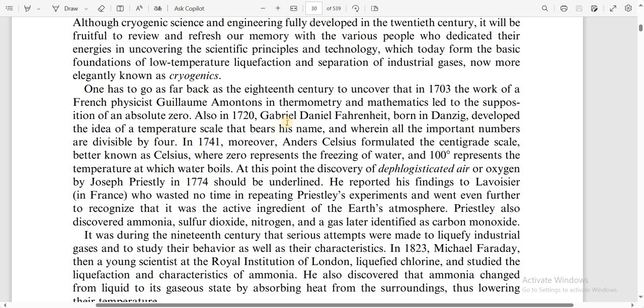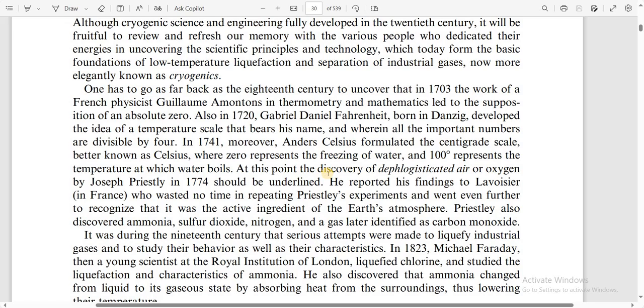Also in 1720, Gabriel Fahrenheit in Danzig developed the idea of a temperature scale that bears his name, wherein all the important numbers are divisible by 4. In 1741, Celsius formulated the centigrade scale, better known as Celsius, with 0 representing the freezing of water and 100 representing the temperature at which water boils.